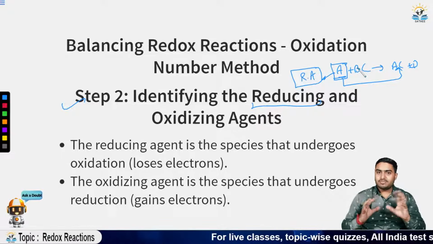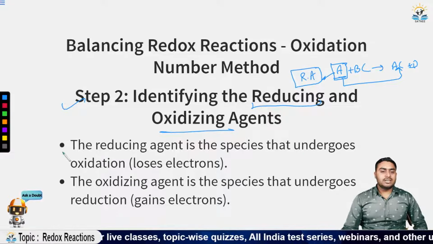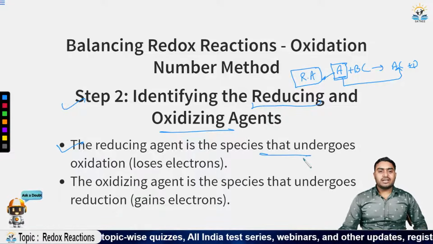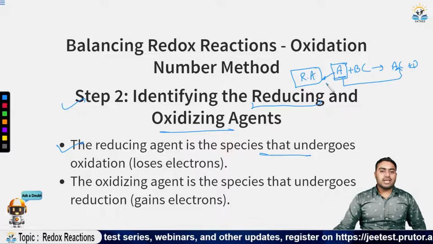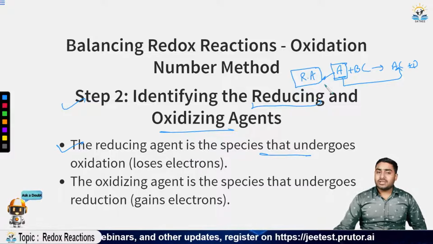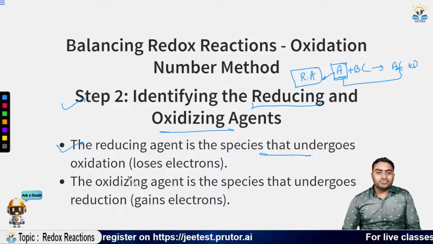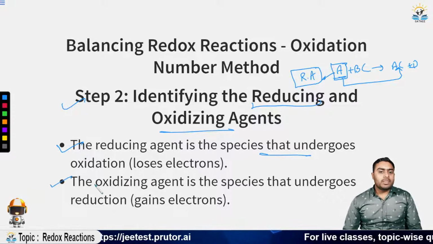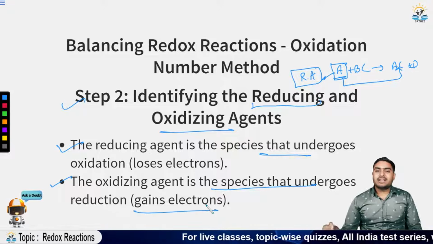These are some opposite terms, don't get confused. Reducing and oxidizing agents. The reducing agent is a species that undergoes oxidation. I already told you, you can say reducing agent is that species which reduces others and oxidizes itself. That means it will lose electrons itself, so it will undergo oxidation. The oxidizing agent is that species that undergoes reduction, that means it gains electrons.